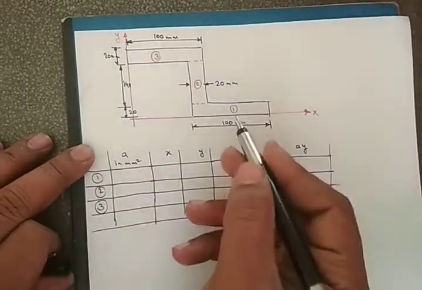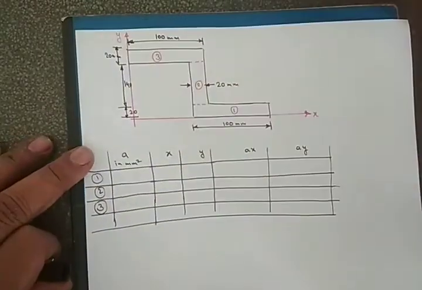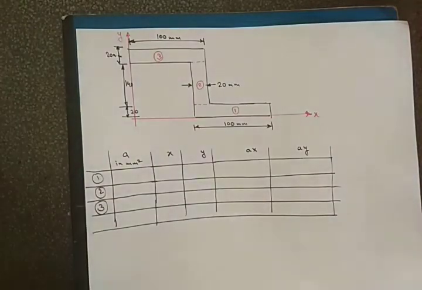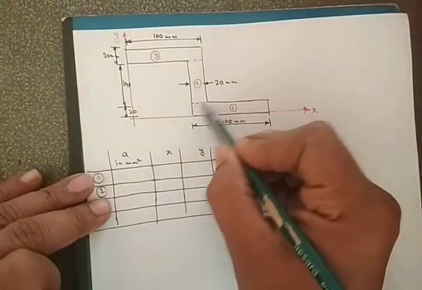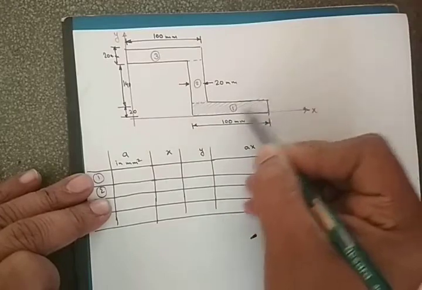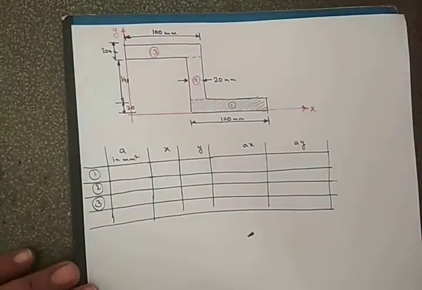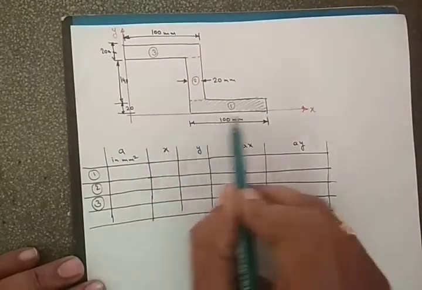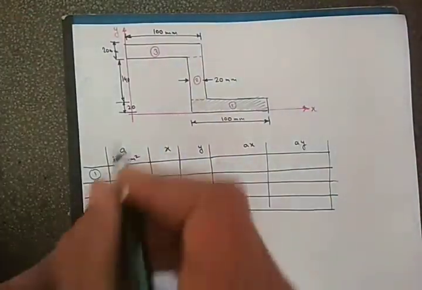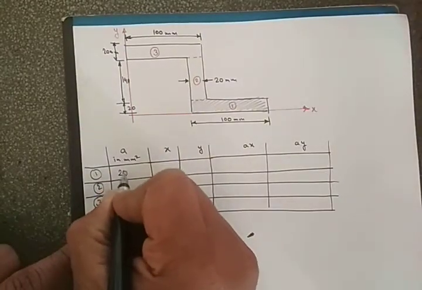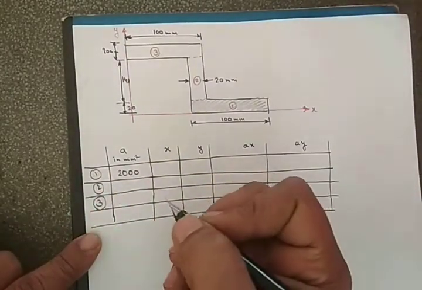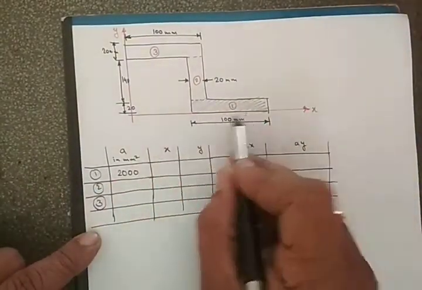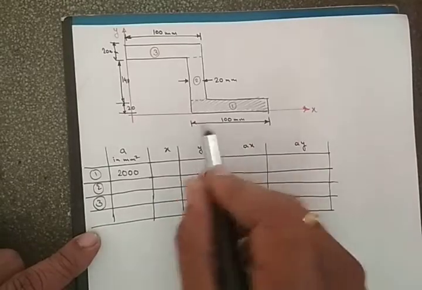Now for the first figure, which is the first figure? I'll highlight this figure. This is the first figure. Now what is the dimension of this figure? Here they have given 20 and 100. So what will be the area? 20 into 100, it becomes 2000 mm square. Now what is the X for the first figure?